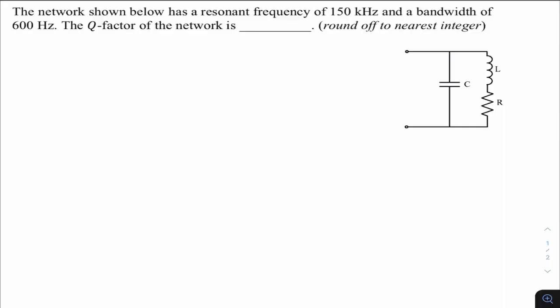This question is asked in GATE 22 of electrical. This is from network subjects and from the resonance topic. The question is, the network shown below has a resonant frequency of 150 kHz and a bandwidth of 600 Hz. The Q factor of the network is dash.